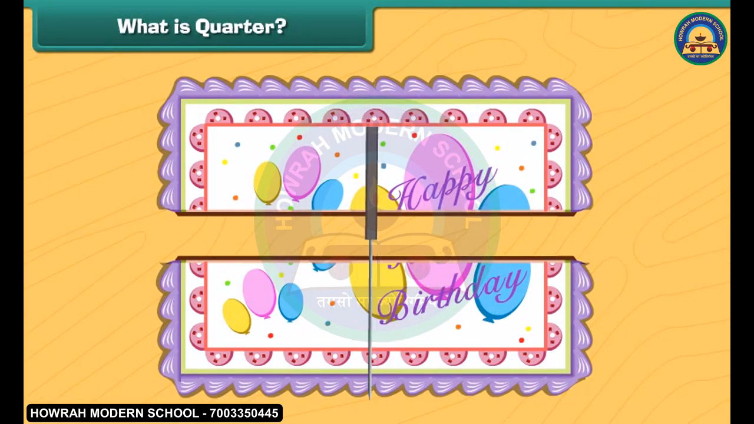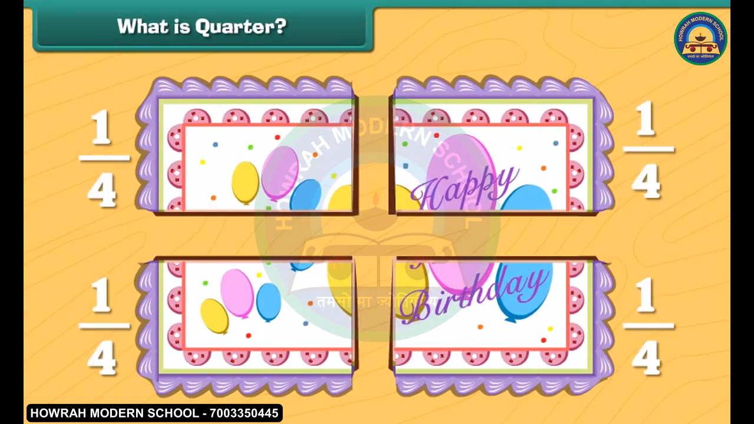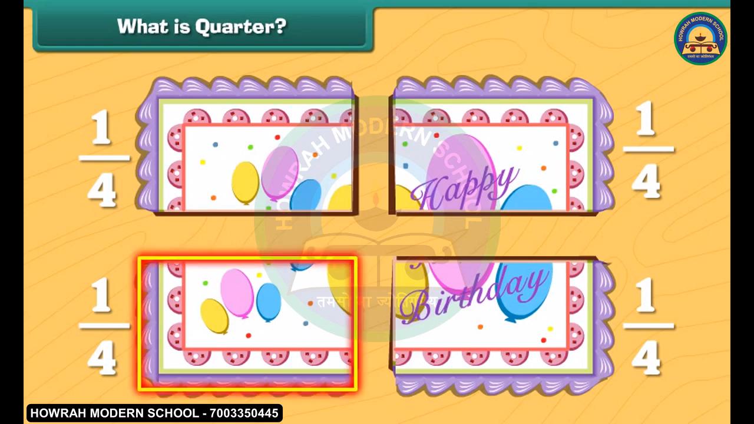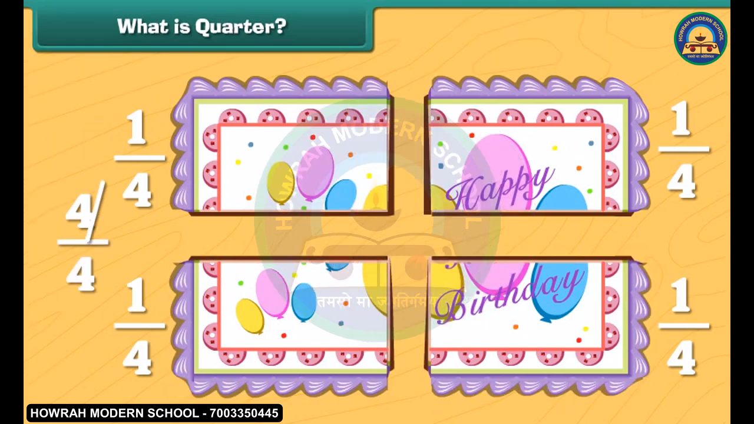Now let us cut the cake in 4 equal pieces. Each piece represents 1/4 of the whole cake. So, the fraction is 1/4. It is also called quarter. This is 1/4 of the cake. This is 2 quarters. This is 3 quarters. And this is 4 quarters. 4 divided by 4 is 1. So 4 quarters make 1 whole cake.